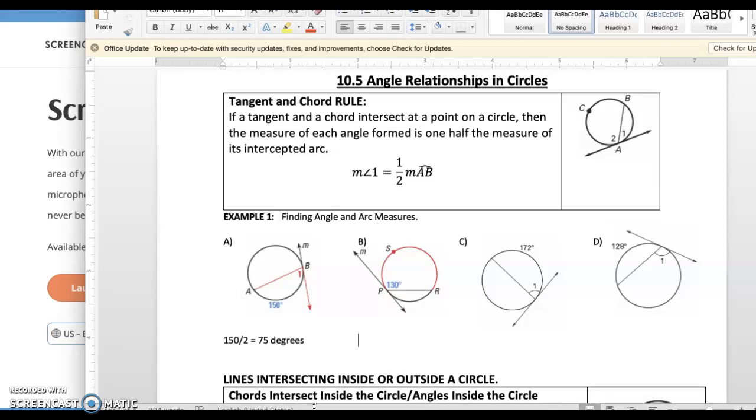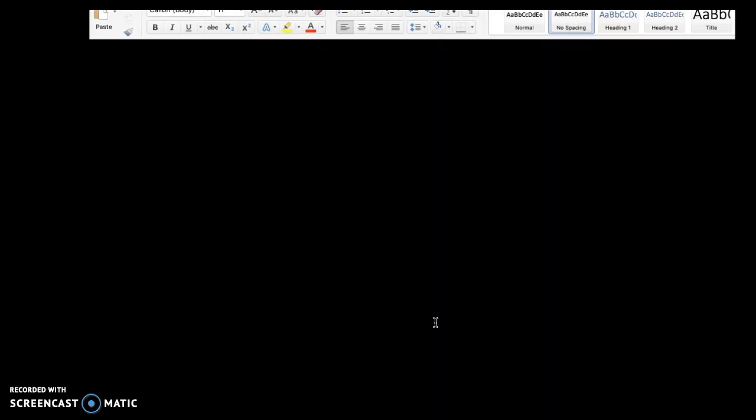In part B, it's just the reverse. I still see that a chord and a tangent are intersecting at the common point P, but now I'm giving you the angle measure. So instead of cutting the arc length in half and getting the angle measure, when you're given the angle measure, you're going to double it to get the arc length. So that means this red arc length is going to be 130 times 2, which is equal to 260 degrees.